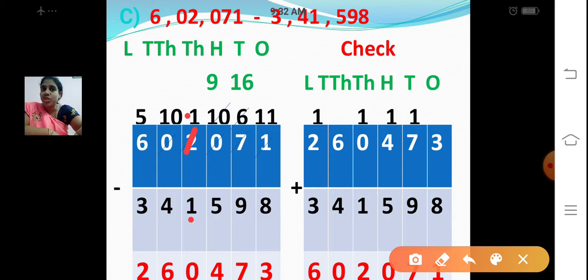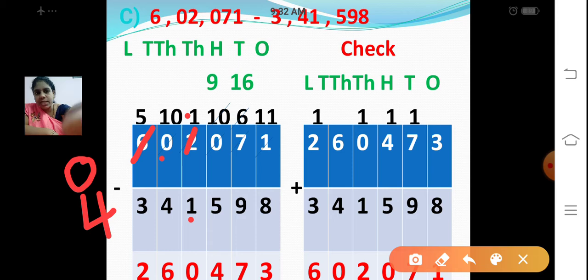Now let's move on to the 10,000 place. What number am I having in the 10,000 place? 0 minus 4. Can you subtract 0 minus 4? No. So what should I do? I have to borrow 1 from the lakh place. So my lakhs place will become 5 and this number will become 10. So now, shall we subtract 10 minus 4? Start from number 4, count forward till you reach 10.